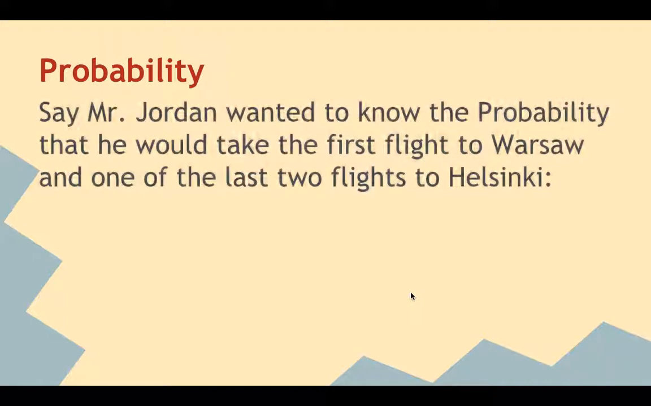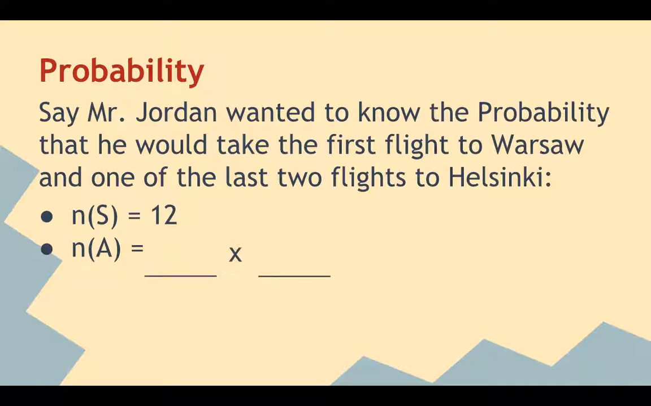If you want to know the probability right away, you can combine the fundamental counting principle and just say n of S is 12. N of A we know: we want to take the first flight to Warsaw, so there's only one, and one of the last two flights to Helsinki, so there's two. So n of A would be 1 times 2, which is 2. The probability, so the answer, would be n of A over n of S, and so it's 2 over 12. Notice we're still calling it P of A, the event that we want: to take the first flight to Warsaw and one of the last two flights to Helsinki.